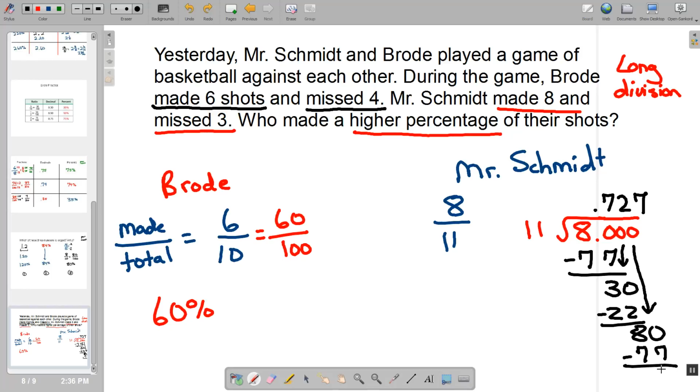Once again, we want to round to the hundredth place since we're dealing with percentages. So I want to round here. The 7 is going to make this closer to 73%. Therefore, Mr. Schmidt, of course, had the higher shooting percentage. And that is decimals, fractions, and percents, and being able to convert between those 3. If you have any questions, please let me know.